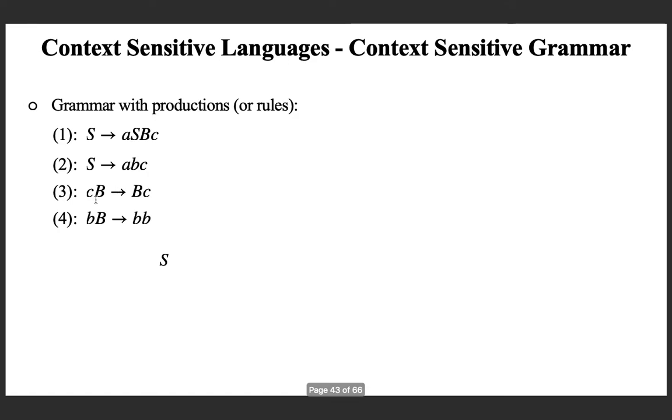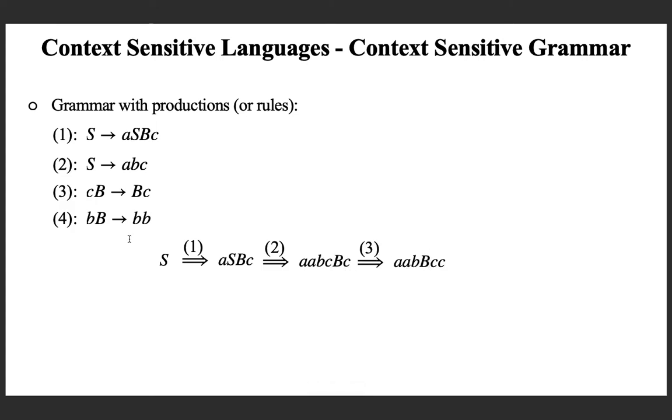As usual, you can start with the start symbol of the grammar, capital S, and suppose I use production number 1, this capital S can be replaced by the RHS. So this is what I will get. Now suppose I apply production number 2 for this capital S. What will I get? Small a, b, c will be there, but the capital S will be replaced by this RHS, small a, b, c. Now suppose I apply production number 3 on CB, then this CB will be replaced by BC, interchanging the position. So this is what I did.